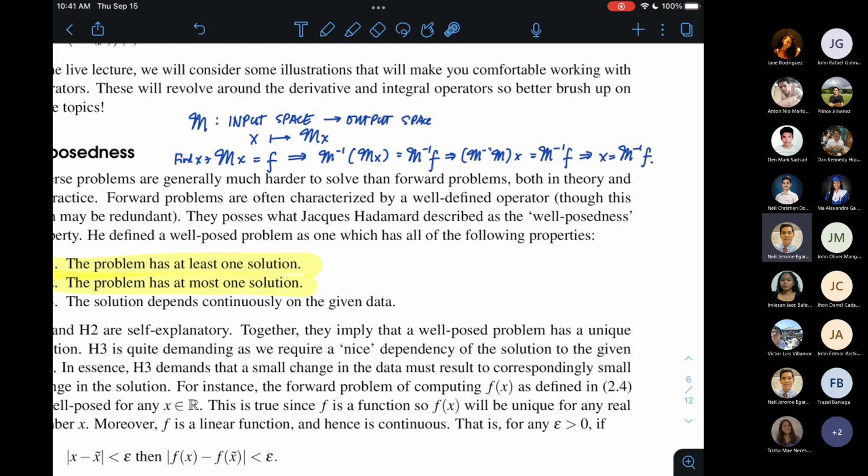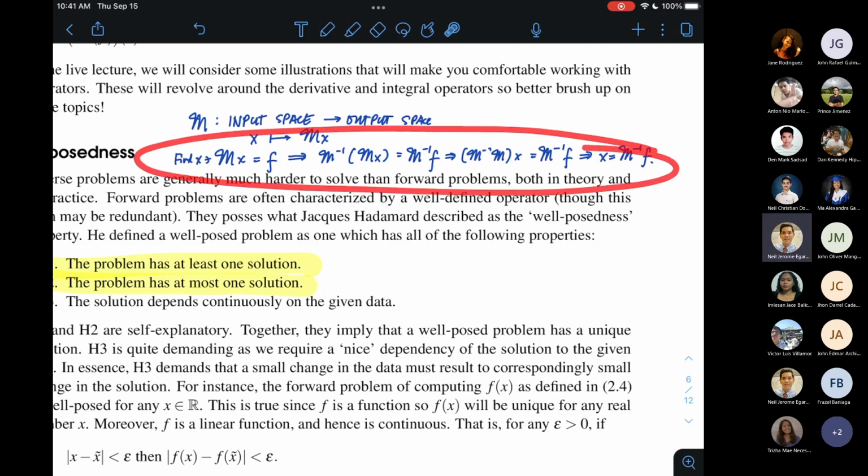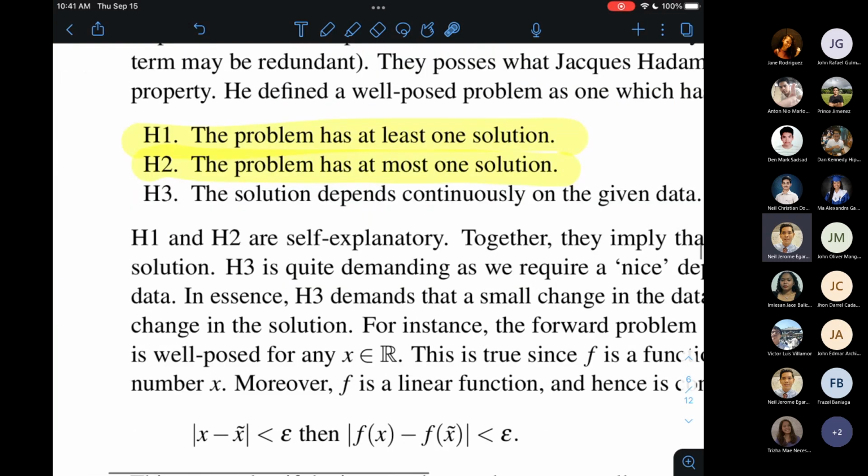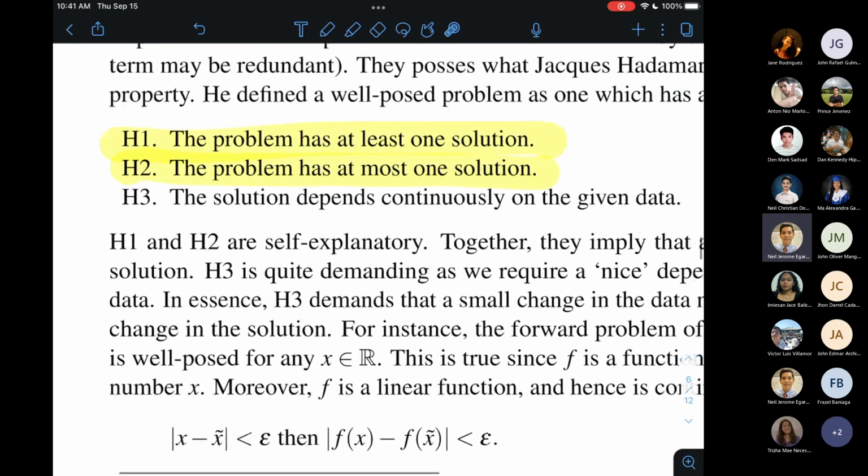Pero hindi natapos doon yung requirement ni Hadamard. Kasi alam niya na may posibilidad na hindi pa well-posed or hindi pa nicely behaved yung problem kahit invertible yung operator na nagde-define dun sa problem. That's why he adds a third condition. He said that for a problem to be well-posed, hindi sufficient na merong exactly one solution, pero kailangan ko si property H3. What is property H3? The solution should depend continuously on the given data.